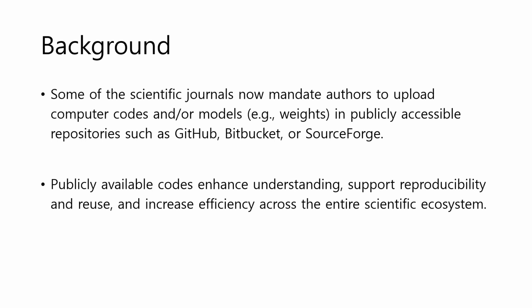Why is this happening? The answer lies in three key benefits. First, making codes public enhances understanding. It allows peers to grasp the nuance of research in a way that just reading a paper might not provide. Second, it supports reproducibility. One of the cornerstones of scientific research is that others should be able to replicate your results. Access to the exact code used in a study is crucial for this. And third, it increases efficiency. When codes are shared, they can be reused and adapted, accelerating further research and discovery.